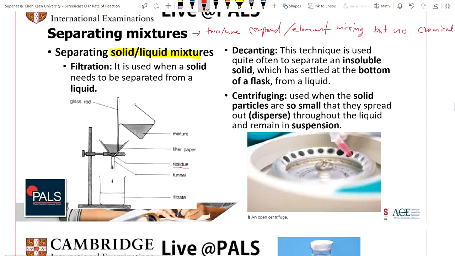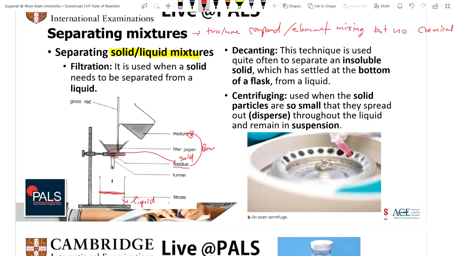Okay, the residue from where? The residue from the mixture. And the filtrate, the solution that passed through the filter paper, will be collected here. So we can collect the residue, or the solid, and here is the liquid. The filtrate is the liquid. Okay, this is the filtration.